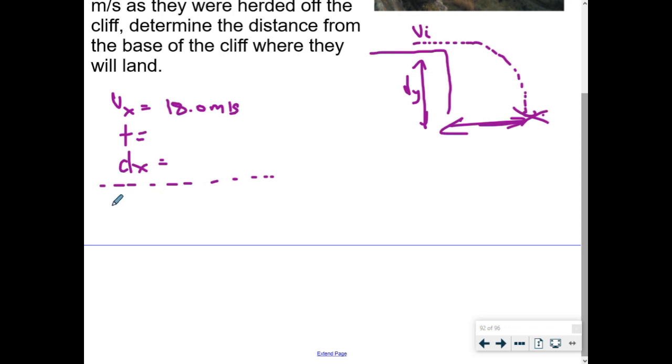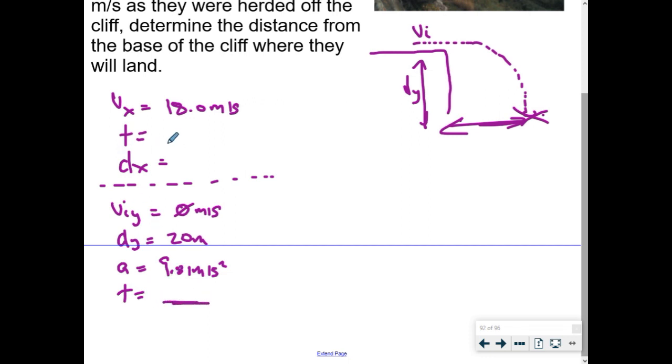In the y dimension, you know velocity initial in y is nothing, because even though they were running, they didn't jump up or down, they just ran flat off the cliff. So there is no velocity initial in y. The distance in y is going to be the 20-meter cliff. The acceleration in y will be 9.81 meters per second squared. And we're looking for time. Once you figure out how this sort of puzzle works, we're going to solve for time in the y dimension, which means we'll have it in the x dimension, which means we can solve for the distance from the cliff.